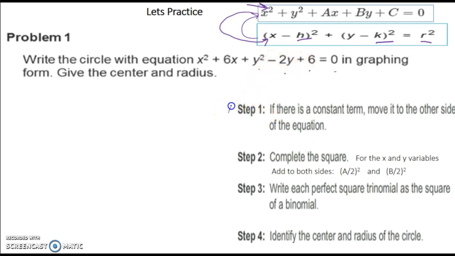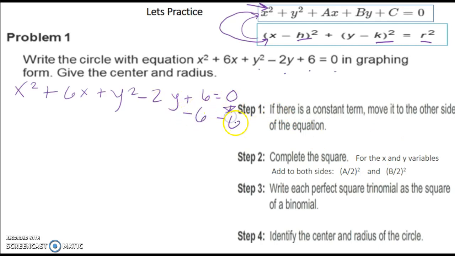So step 1 is if there's a constant term, we move it to the other side of the equation. So let's start there. X squared plus 6x plus y squared minus 2y plus 6 equals 0. The constant, remember, is the term that doesn't have a variable. So that's our 6. We want to move it to the other side of the equation. That's step 1. So we subtract 6.